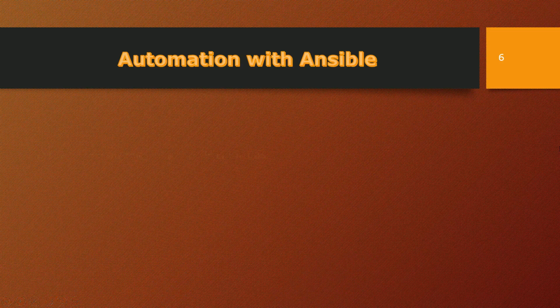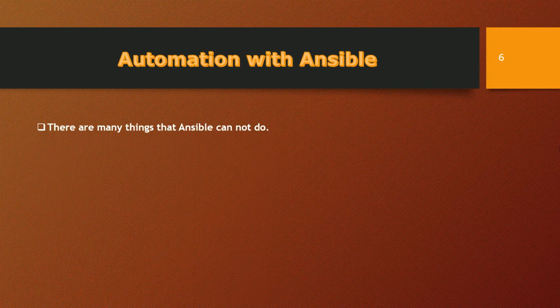So let's continue. What are the things that Ansible cannot do? As of now, we have understood the different features of Ansible and what we can do with Ansible. This is what we have understood in the last few lectures. In this lecture, we'll understand what we cannot do with Ansible. What are the limitations of Ansible?